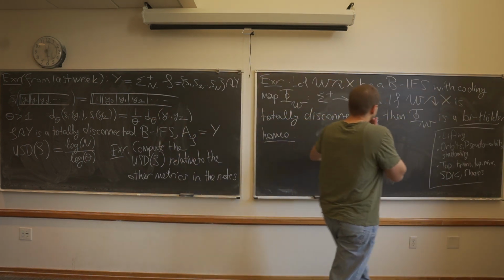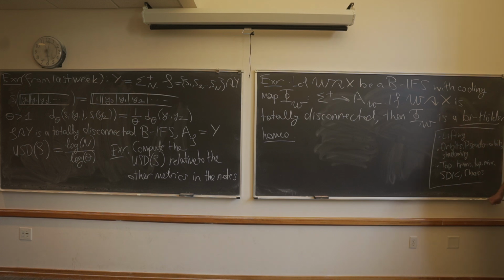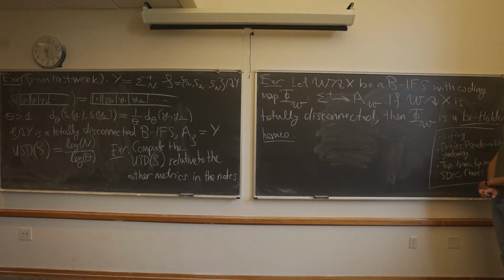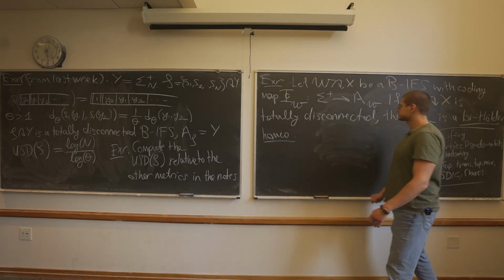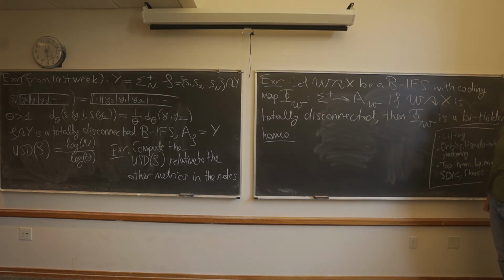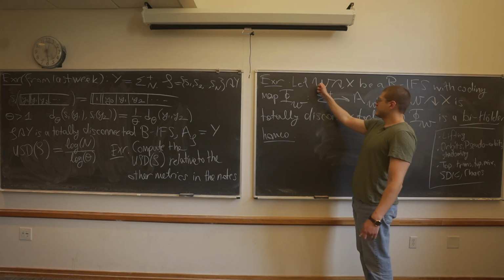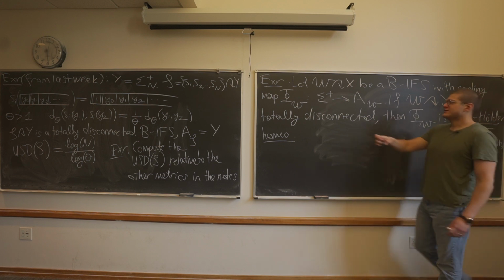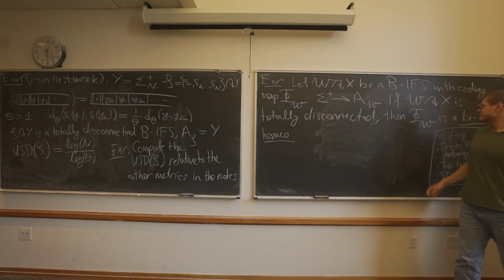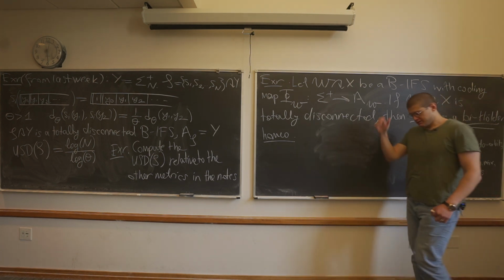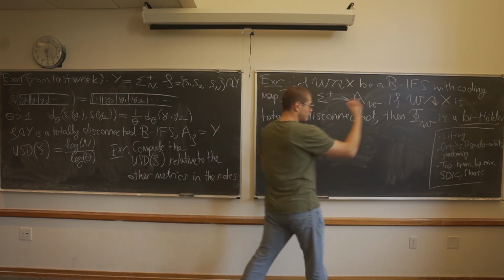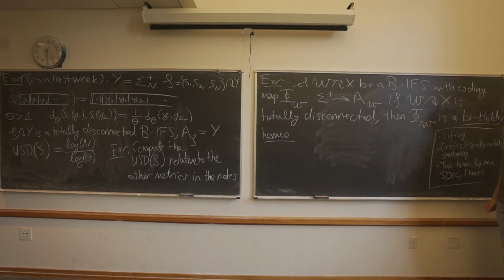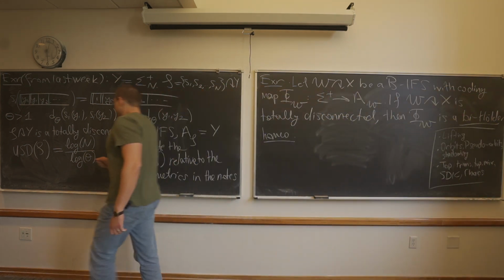So two exercises to start with. First of all, here's an exercise. If I have a B-IFS W acting on X with coding map phi sub W, and if the B-IFS is totally disconnected, which means that the images of any two contractions in W are disjoint, in which case we said that this map is a homeomorphism, but it is more, in fact, it's a bi-Hölder homeomorphism. We had already shown in the Hutchinson coding theorem that this map is Hölder. So to verify this exercise, you would need to show that the inverse of this function is Hölder. It's a nice exercise.